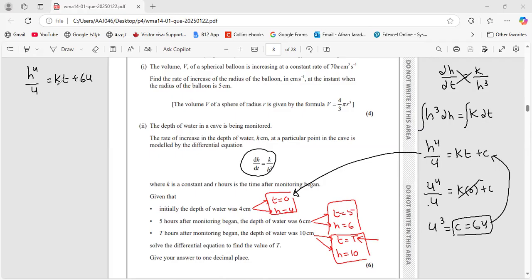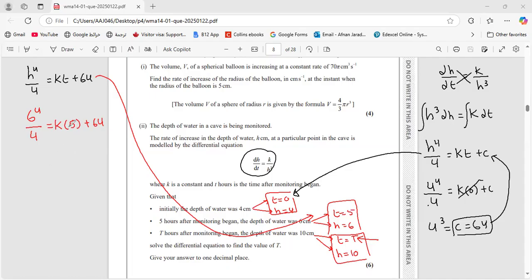So now I need the value of k. How can I find the value of k? By substituting t and h to find k. So you will use the second information: when t equals 5, h equals 6. Substitute 6 to the power of 4 over 4 equals k multiplied by t, which equals 5, plus 64.